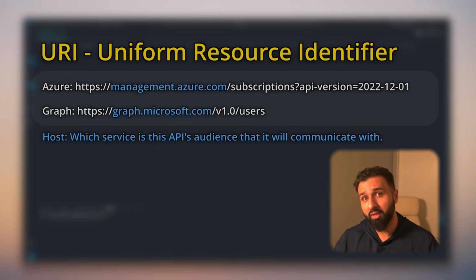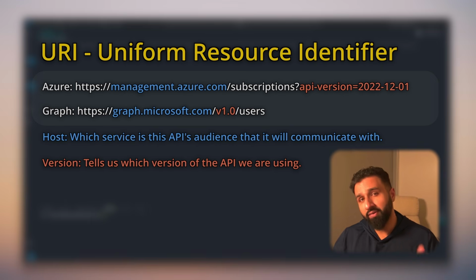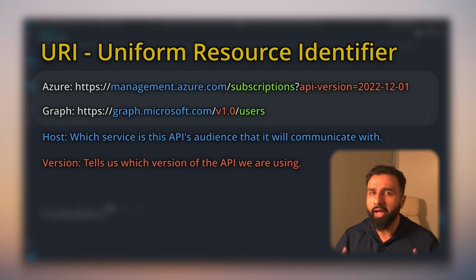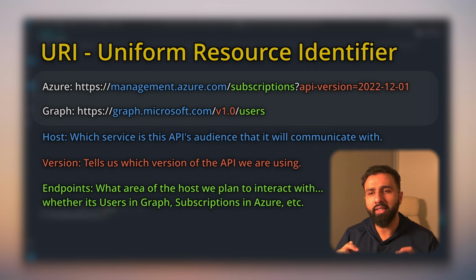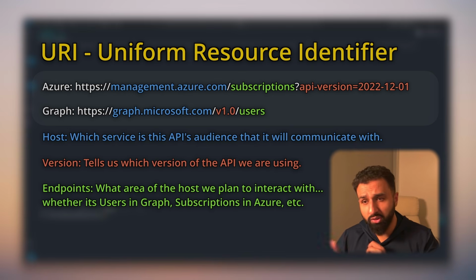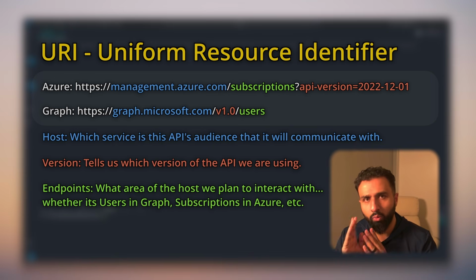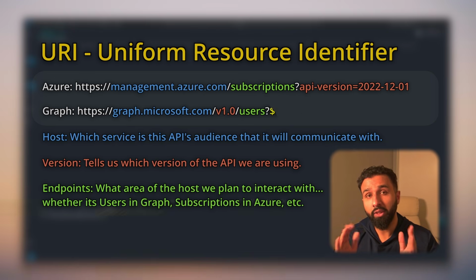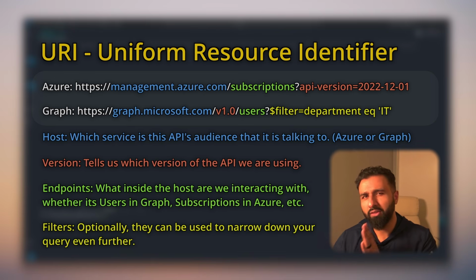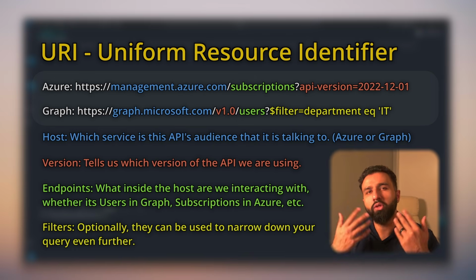First is the host, whether you're pointing to Graph or you're pointing to Azure. Then there's the version of the API, which can change over time. Then there are particular endpoints, which tell it, okay, Graph, but what of Graph? Is it the users? Is it the resources in Azure? This is where it tells it where to go within those platforms. And you can optionally add filters to the endpoints to narrow down the particular things you're looking for as well. Putting all these pieces together is your URI.